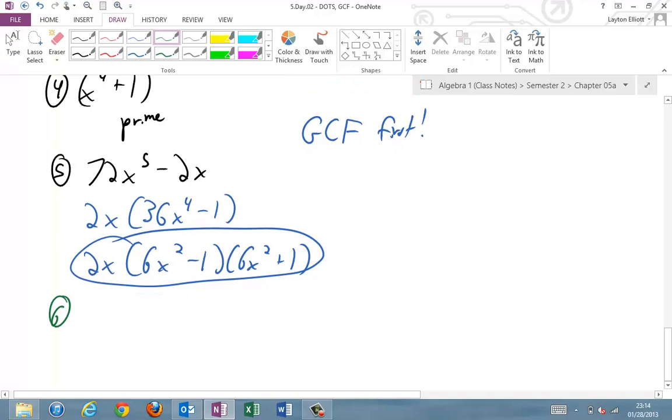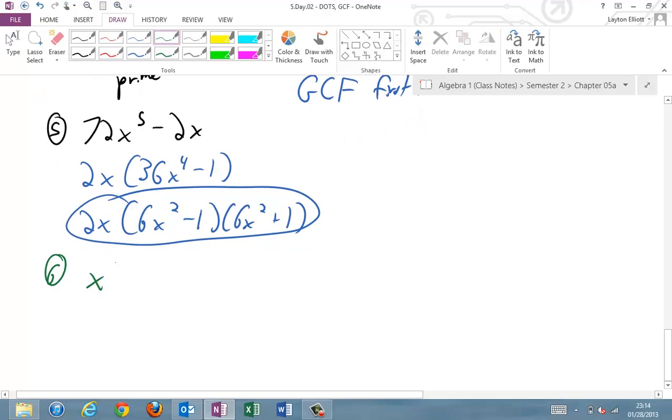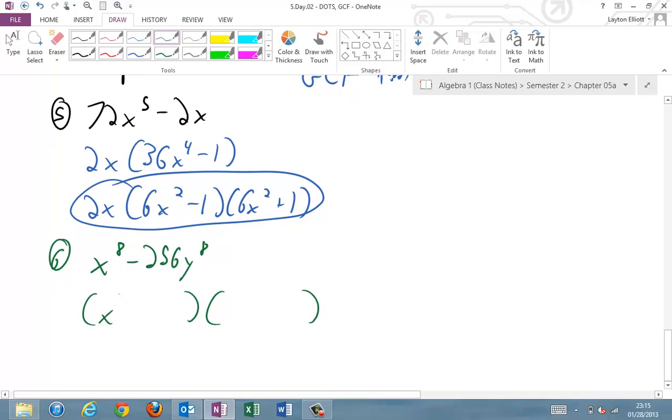Okay, number 6. I want you guys to try this one. X to the eighth minus, not 64, let's go 256y to the eighth. Okay, 256 is 16 squared, so when I split this up into our plus minus, I get x to the fourth minus 16y to the fourth, then x to the fourth plus 16y to the fourth.